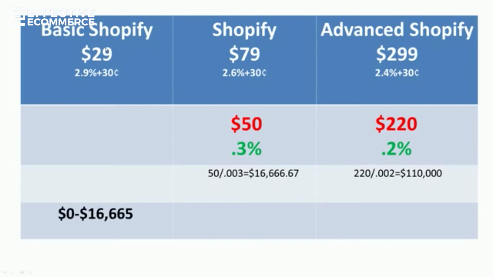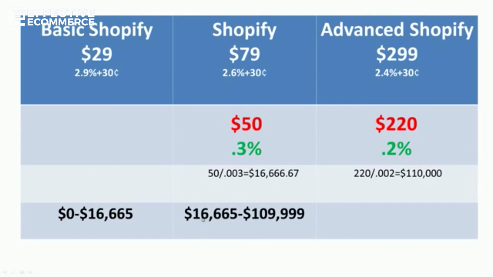So basically, for basic Shopify, you should be in that plan from $0 to approximately $16,665. If you're doing this much per month in revenue, you should be in basic Shopify, assuming that you don't give any value to the other features that they have. Obviously, abandoned cart is worth some money, so depending on how much that's worth to you, you might want to adjust this number. And same thing with the gift cards. Those are both worth some money. But if you're making more than $16,665, you 100% need to switch to Shopify.